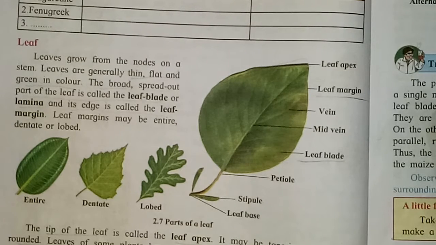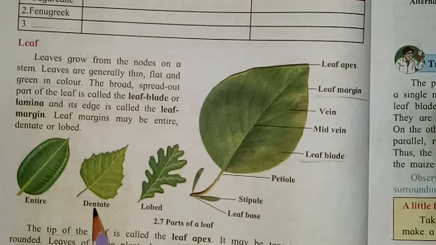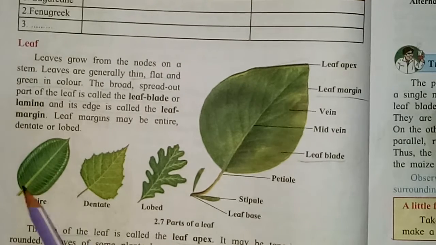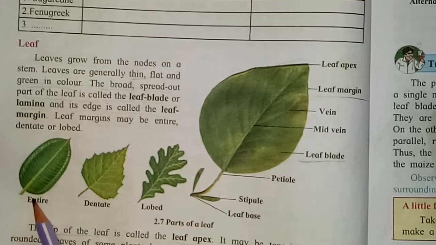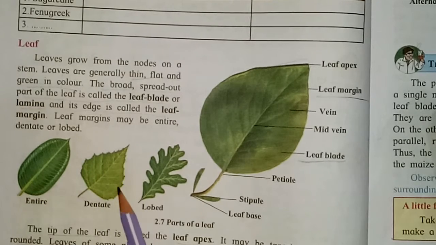The leaf margin can be of different types. As you can see here, different margins of the leaf are shown: entire, dentate or lobed. This is the entire shape of the leaf margin. This is dentate, as you can see how the shape of the leaf is, and this is lobed. So these are the different types of leaf margin.